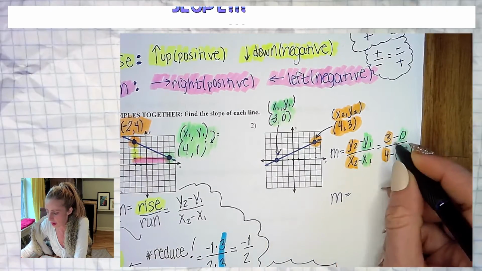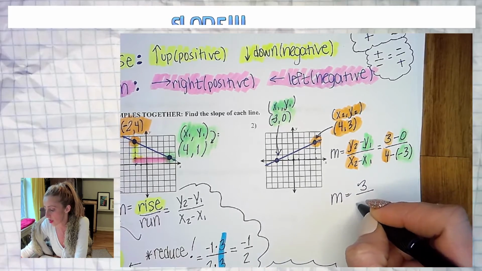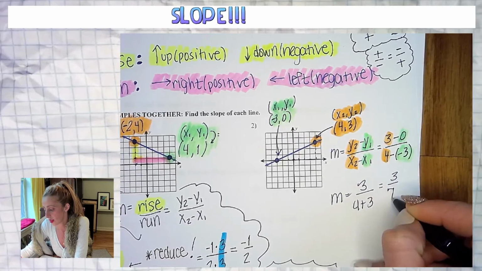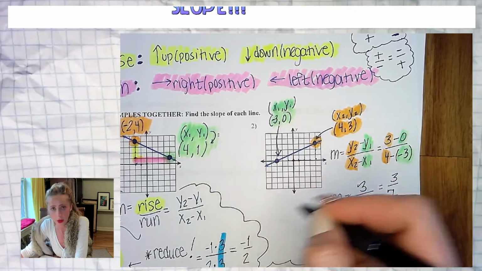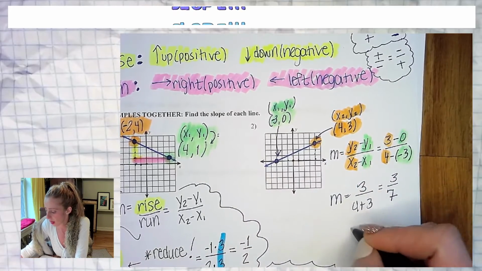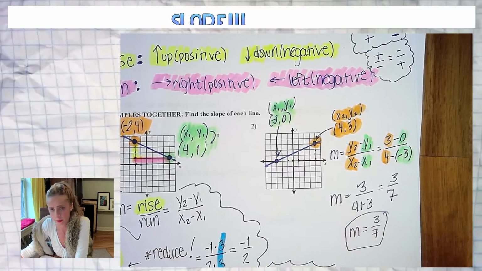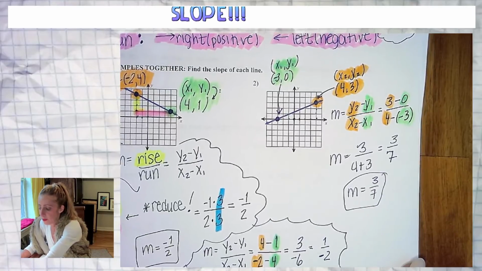M equals 3 minus 0 is 3. 4 minus -3, we said becomes 4 plus 3. So that's 3/7 and nothing to reduce. If you wanted to plot points with that slope, you could use -3/7, but M equals 3/7 and you are golden. That's the end of that example, okay? You can write M or you can write slope, whatever you love, okay?